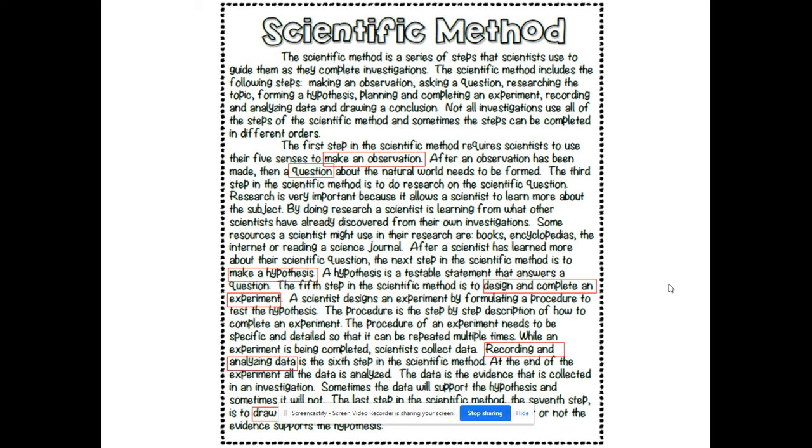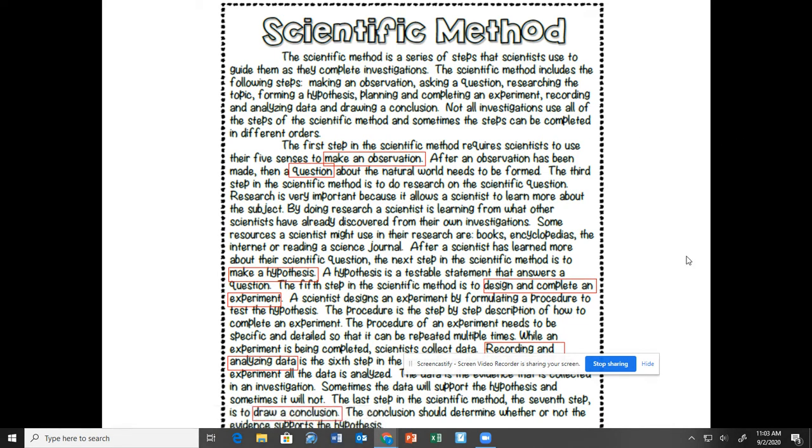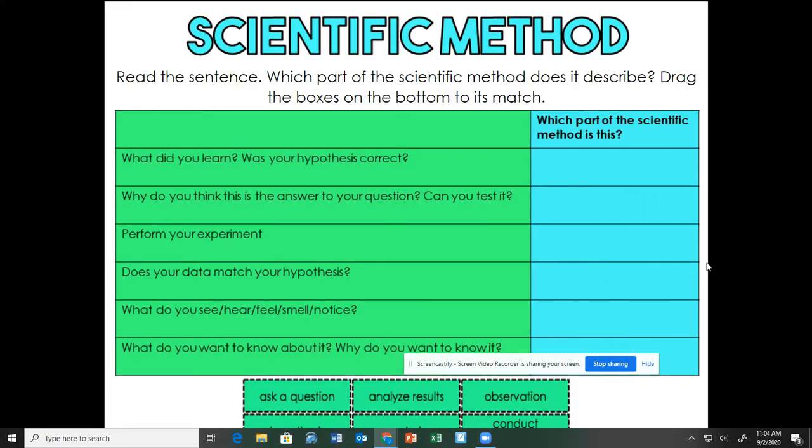The last step in the scientific method, the 7th step, is to draw a conclusion. A conclusion should determine whether or not the evidence supports the hypothesis.